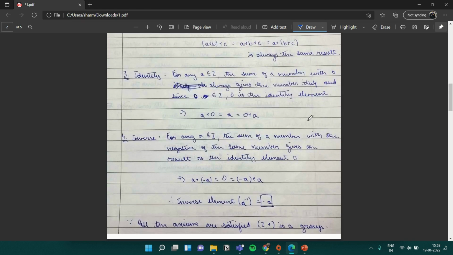Now if you want to find the inverse, any number added to the negative of that number, like a plus minus a, will give us 0, which is the identity element. So this way, every element has its own inverse, which is the negative of the number itself. Hence, there is an inverse also. And since all the axioms are satisfied, Z, plus is a group.